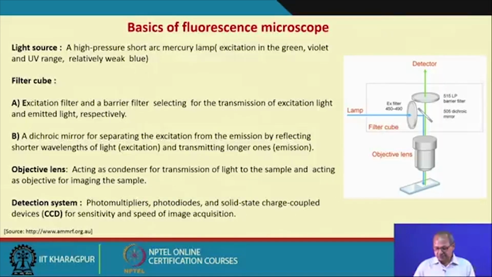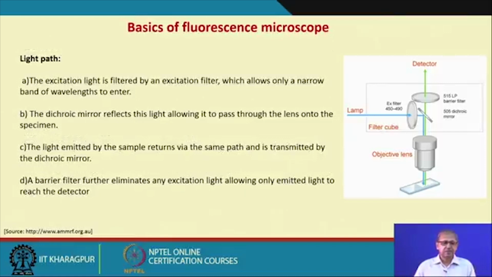Now, what is the light path in this microscopy system? The excitation light is filtered by an excitation filter, which allows only a narrow band of wavelengths to enter. The dichroic mirror reflects the light, allowing it to pass through the lens onto the specimen. The light emitted by the sample returns via the same path, is transmitted by the dichroic mirror, goes through the barrier filter and then to the detector. So, this is basic wide field fluorescence microscopy, but it has a lot of drawbacks.